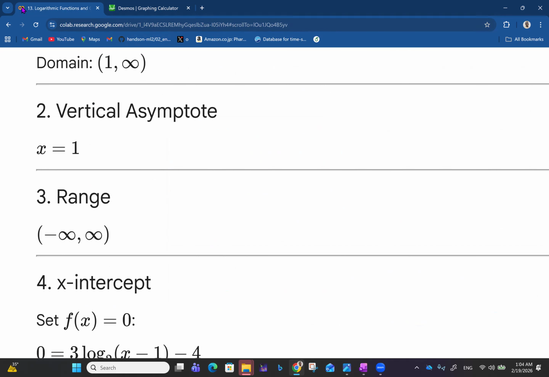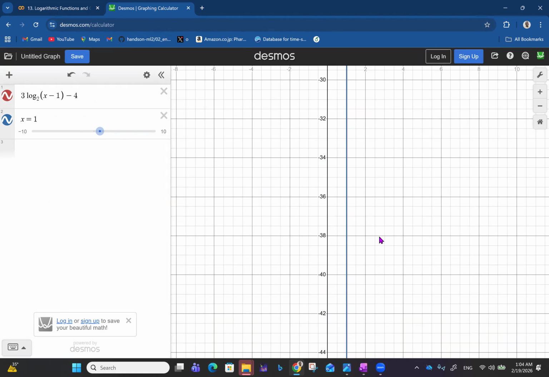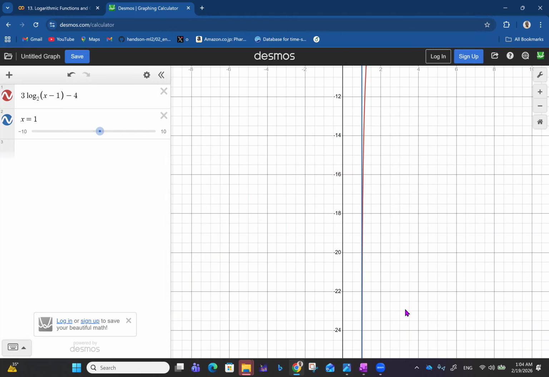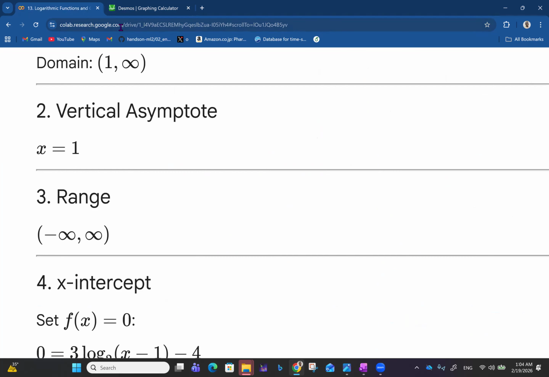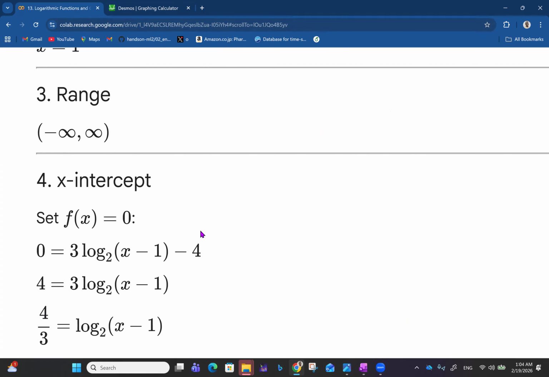Then you have the range is from minus infinity to infinity. That's the x values now. So the x values are from minus infinity to, no, the range is the y values, right? The y value is from minus infinity to infinity, but the domain is from 1 to infinity. We've taken care of that already.